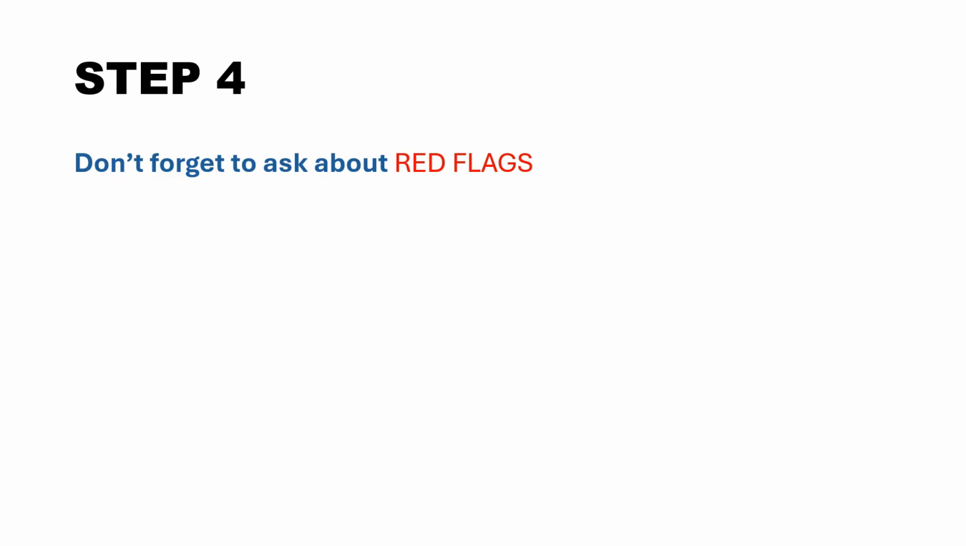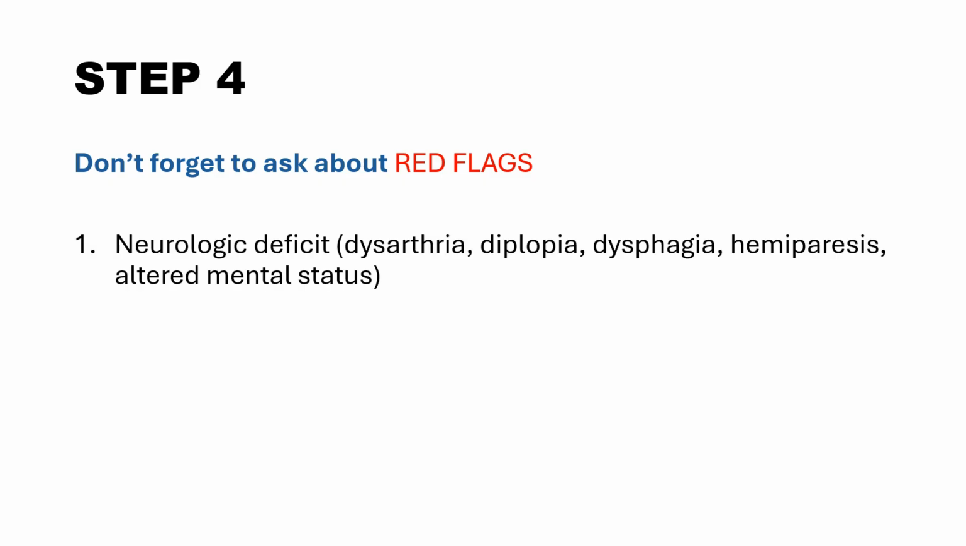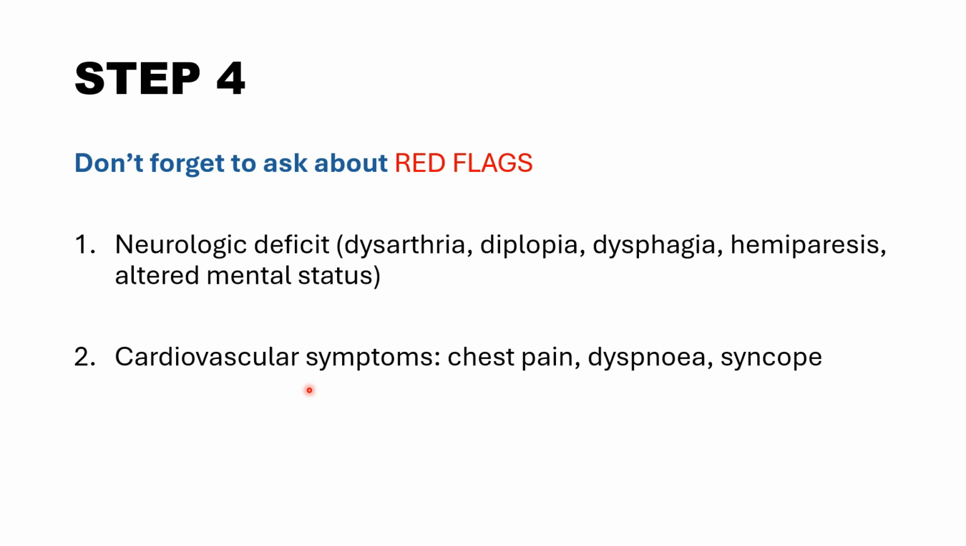So even if you are sure about the diagnosis and the history is straightforward, please do not forget to ask about the red flags. Red flags are basically either neurological deficits such as dysarthria, diplopia, dysphagia, hemiparesis, any altered mental status. These are all indicating towards a stroke most likely. And then cardiovascular symptoms such as chest pain, dyspnea, syncope, because they could have MI or any kind of arrhythmia, which is definitely an emergency situation.